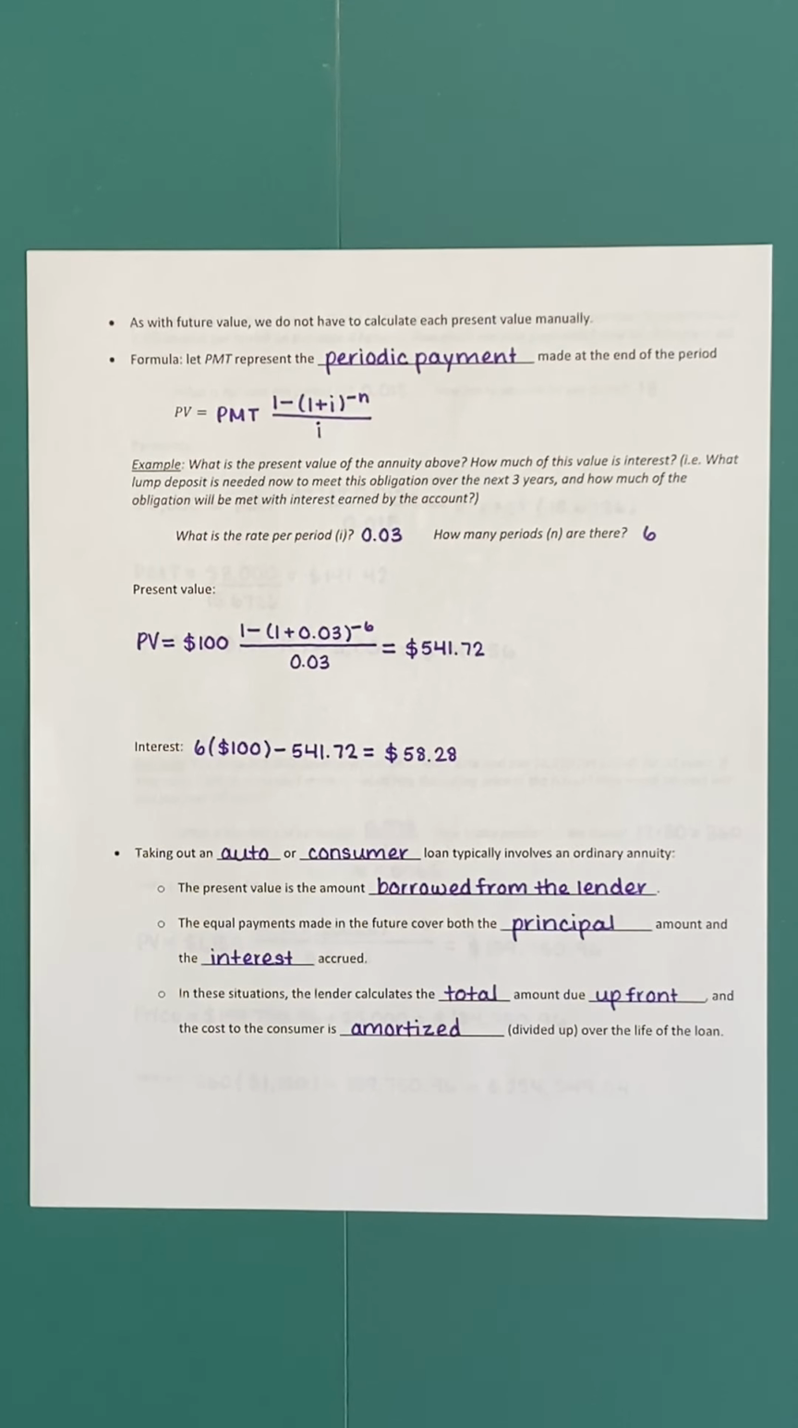In other words, what do we need to deposit as a lump sum in order to meet our goal over the next 3 years, and then how much of it is interest. In other words, how much of that obligation for withdrawals is going to be met by our money, and how much of it is going to be met by the interest that we earn from the account. And as we've determined, the present value will be less than that total of $600 that we want to withdraw, because some of that goal is going to be met by interest.